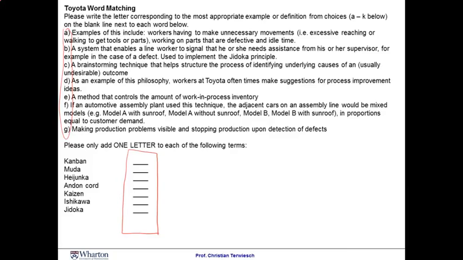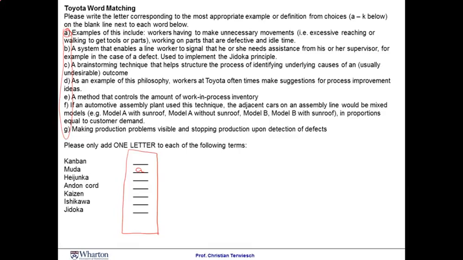All right, let's tackle the first one. Let's just go A through G through each of these ones and just think about what Japanese word comes to mind. So examples of this include workers making unnecessary movements, working on defects, idle time, all of this stuff that shouts out waste, waste, waste, and the Japanese term for that is muda. So we have A entered here.